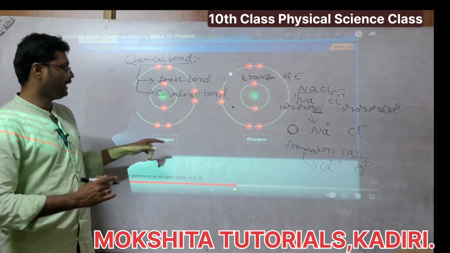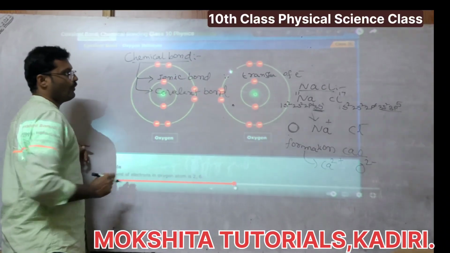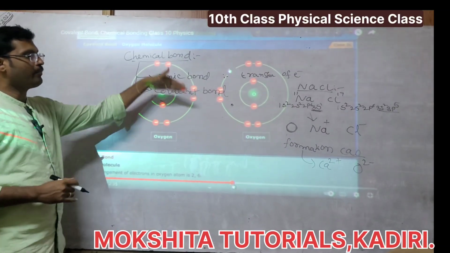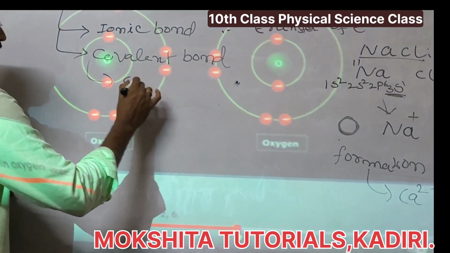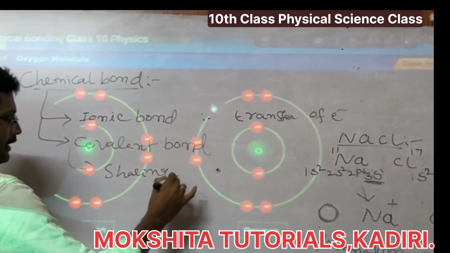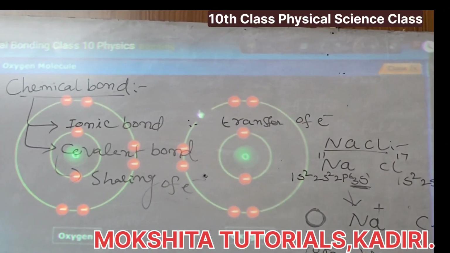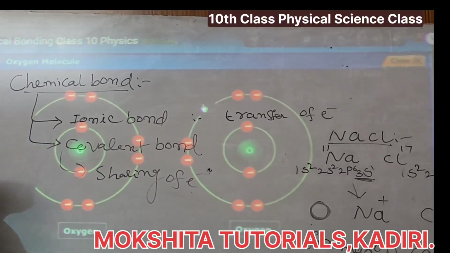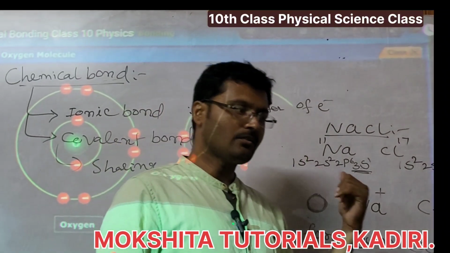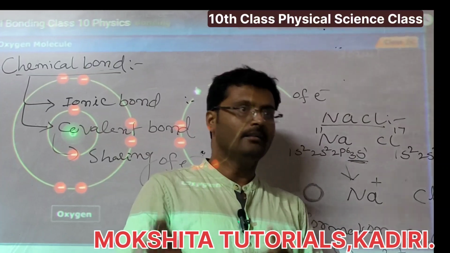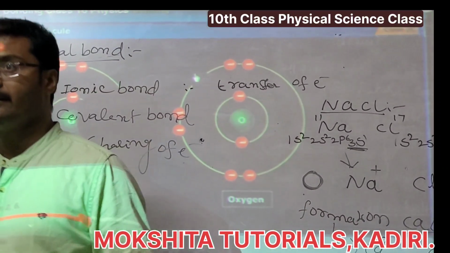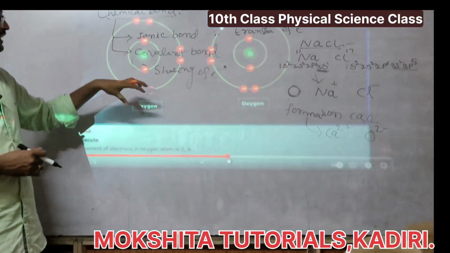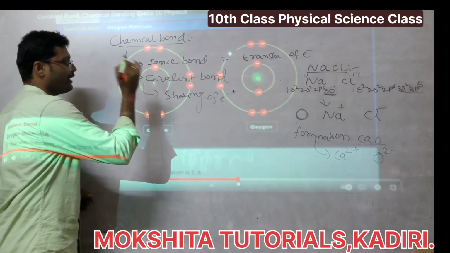Next we are talking about the covalent bond. The covalent bond is formed by the sharing of electrons. Sometimes it is not possible to transfer electrons from one atom to another atom, so the atoms share electrons. Due to sharing of electrons, the covalent bond is formed.